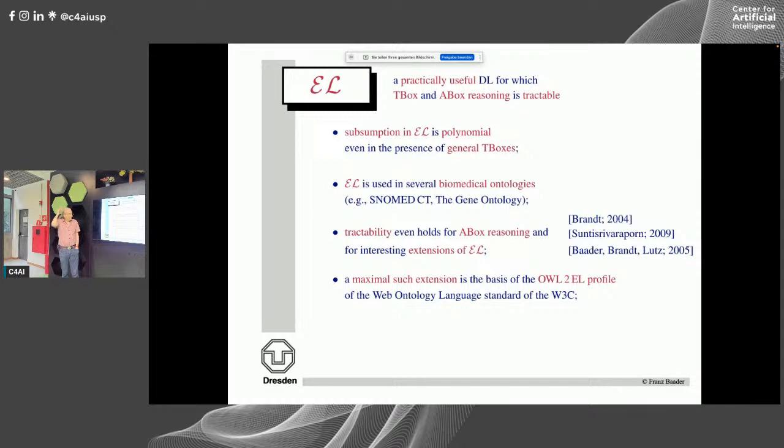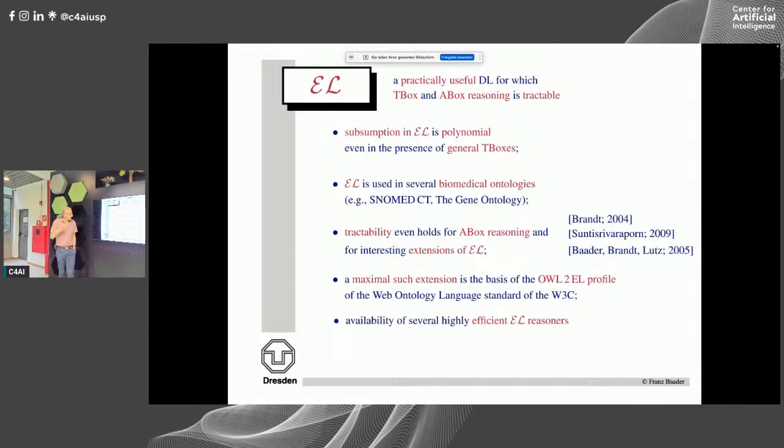And in this paper, we actually found maximal extensions that are tractable. We showed that if you add any other feature of OWL to it, then it gets ExpTime-hard. And one of those is now a profile of OWL 2. Profiles are sublanguages that are used for certain purposes. And this is used for efficient T-box reasoning, basically.